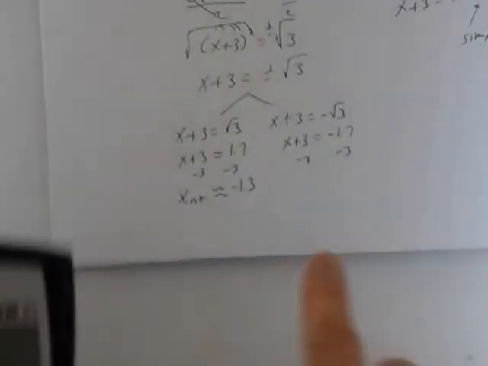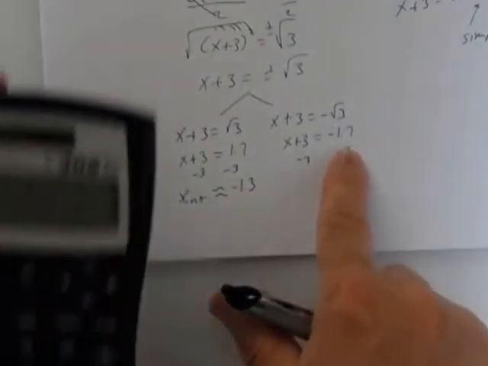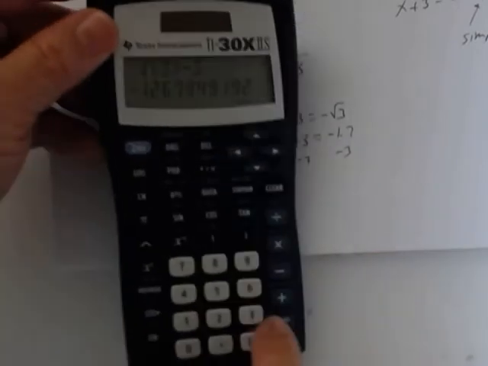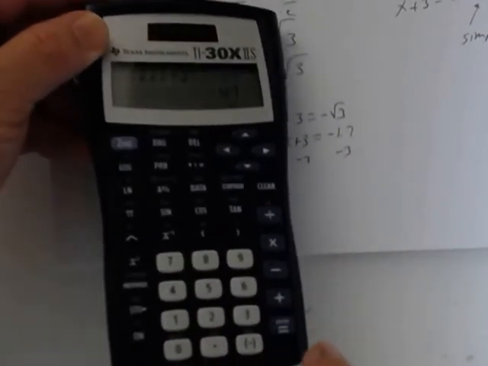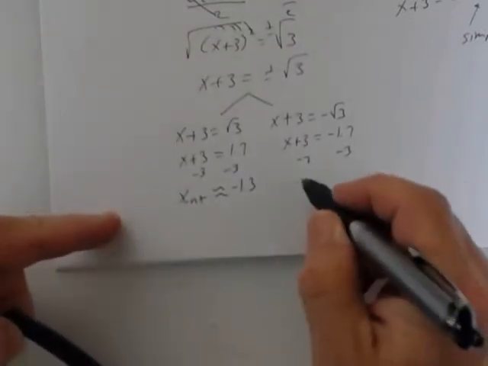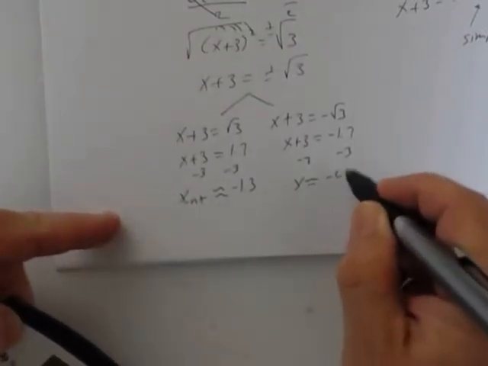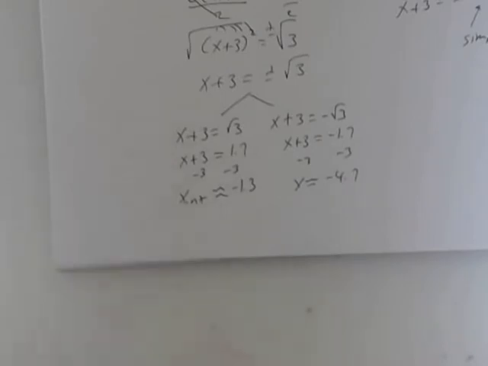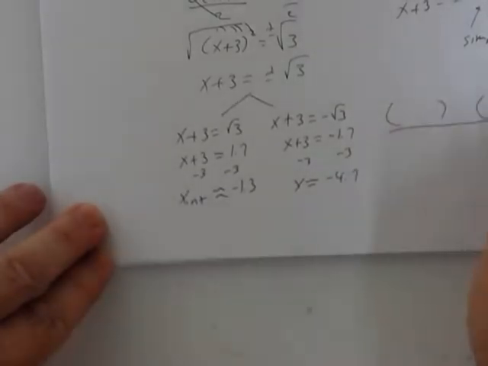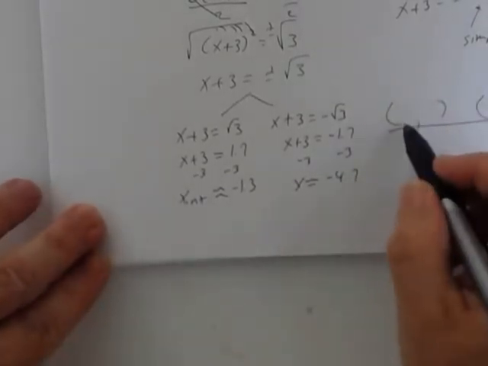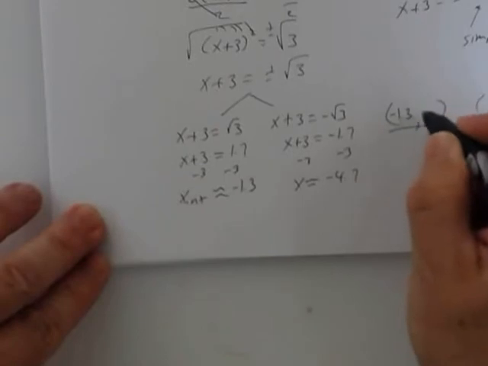Negative? Over here, negative 1.7 subtract 3, did you get negative 4.7? So here, x is approximately equal to negative 4.7. Those are your x-intercepts. Now, as ordered pairs, you're going to write it as, what's the first one? Negative 1.30. What's the other one?